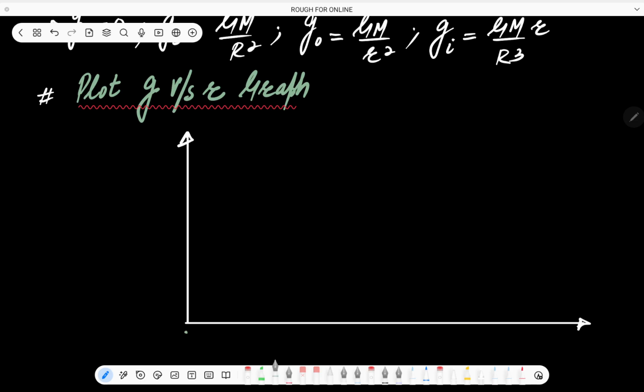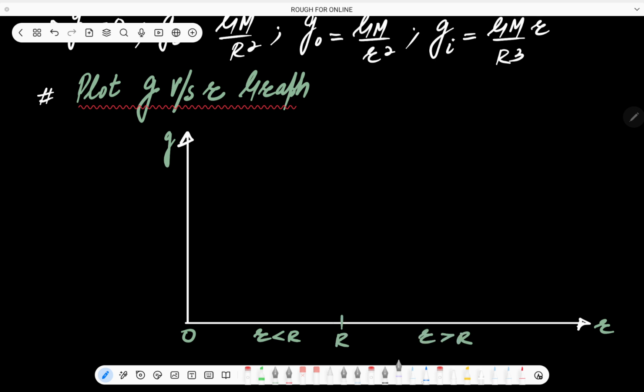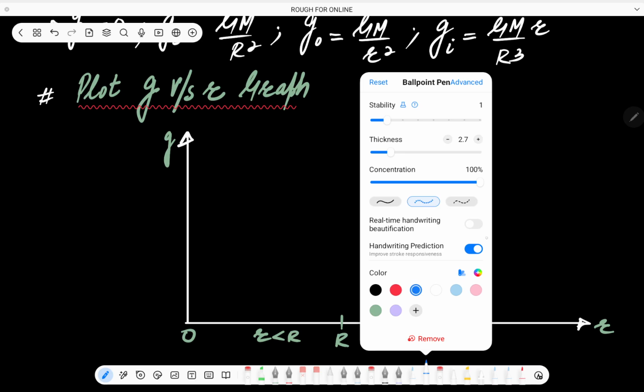First and foremost, I will write down this is small r equal to 0. This is small r equal to capital R, which is the surface. So this is small r greater than capital R, it's outside. This is small r less than capital R, which is inside. Isn't it? Is this clear to you?